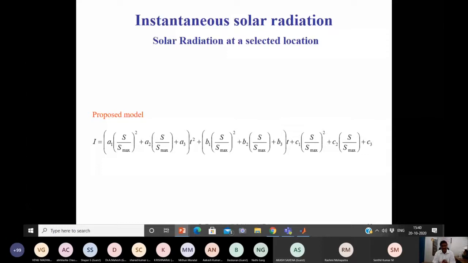The ratio between the actual day length and maximum day length has been considered as one of the parameters to estimate the solar radiation. These parameters can be changed, maybe rainfall, maybe other atmospheric conditions can be changed in this model.